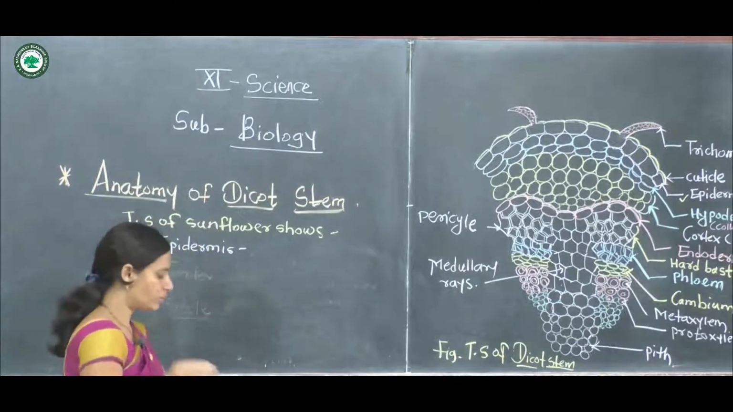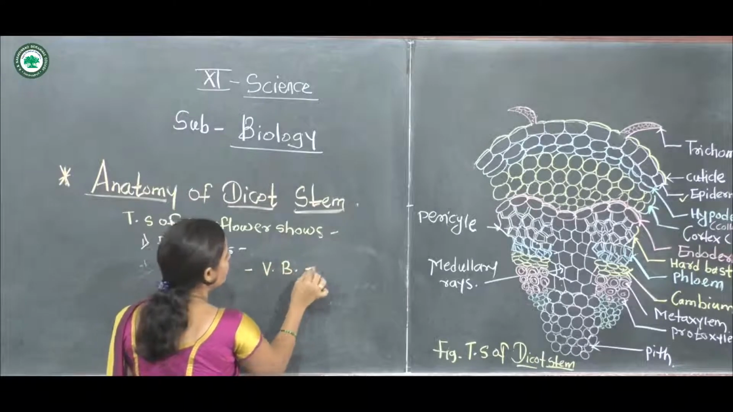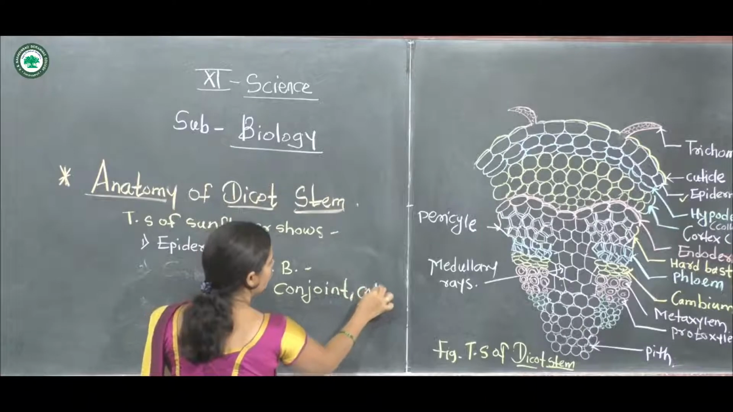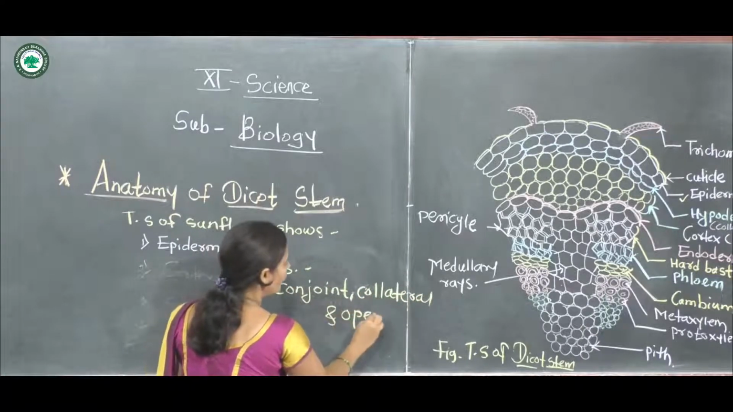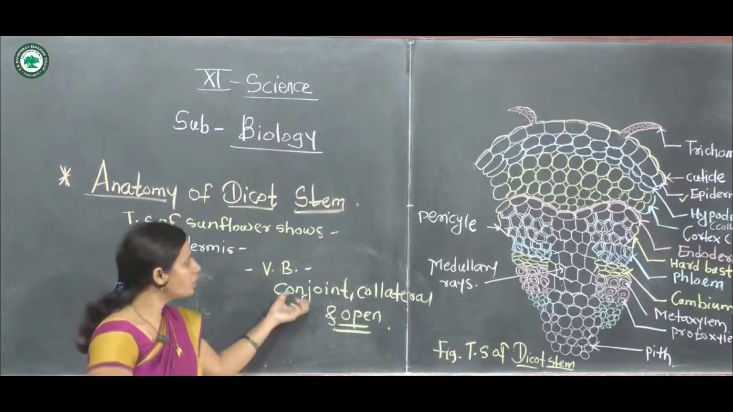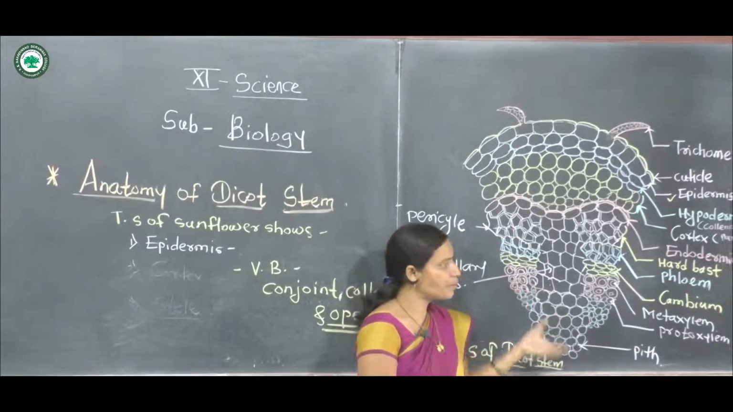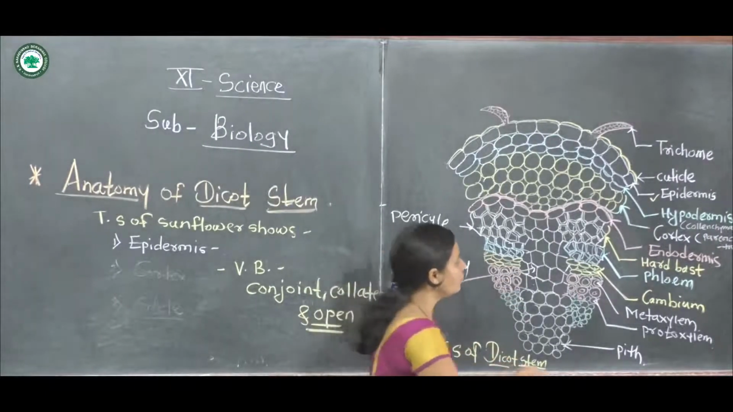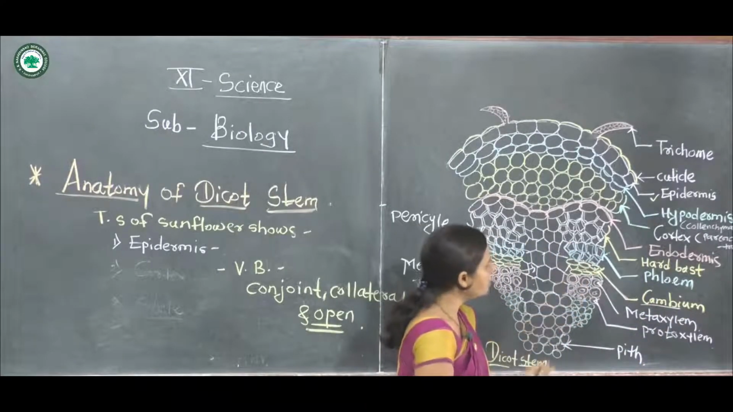In dicot plants, this vascular bundle is conjoined, collateral and open type in the dicot stem. Conjoined collateral vascular bundles means that the xylem and phloem are present together. Between these xylem and phloem, the cambium is found. This cambium layer is present in between the xylem and phloem.